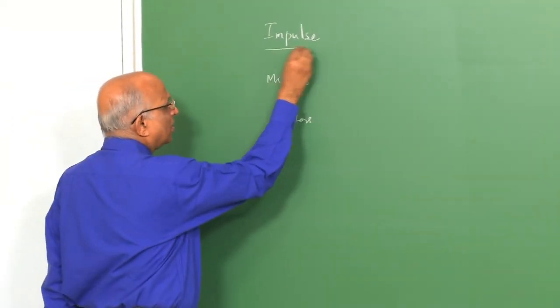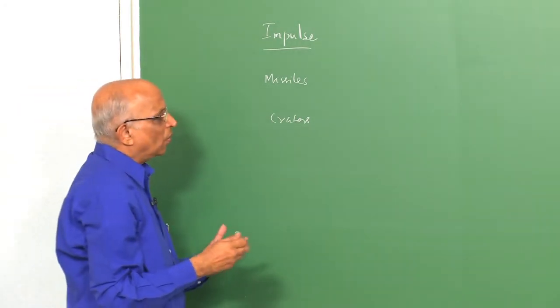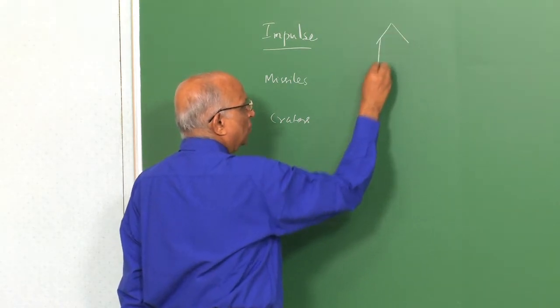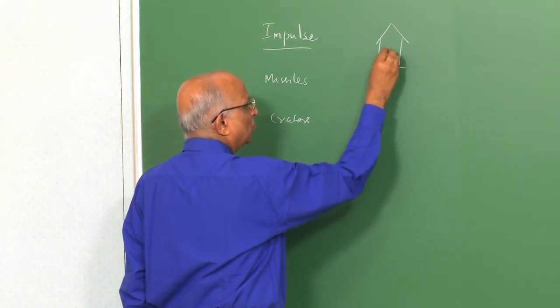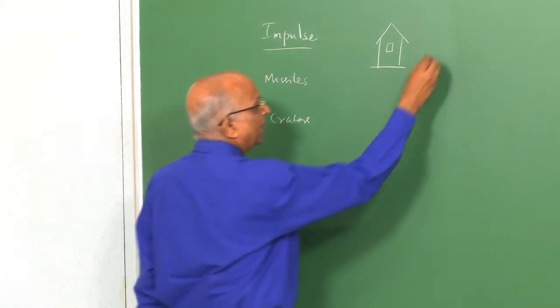Let us take a look at impulses. We already defined what an impulse is. To clarify further, let us take two examples. Let us say I have a house, a small house over here with a window pane over here, or let us take a man who is standing over here.